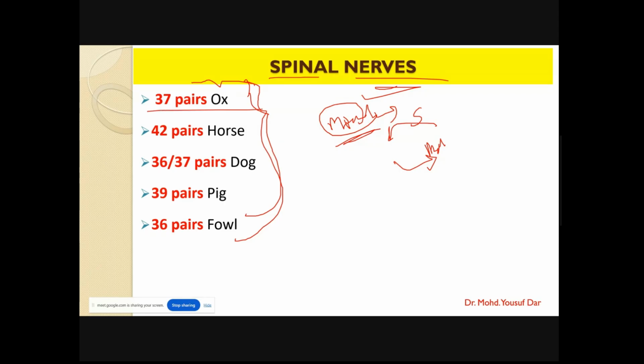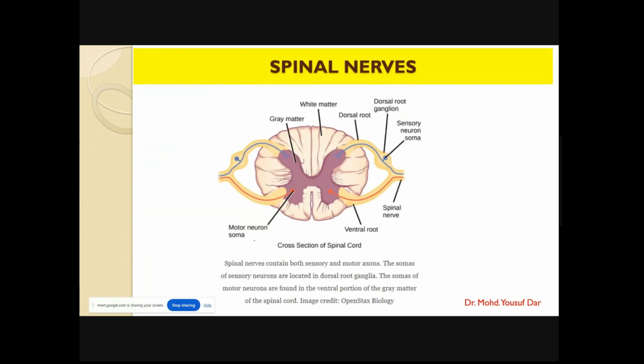So how many are there? In ox there are 37 pairs, and in horse 42. In dog there are sometimes 36, sometimes 37, and 39 in pigs and 36 pairs in fowl. The spinal nerves, as we know, arise from the spinal cord, just as cranial nerves arise from different parts of the brain.